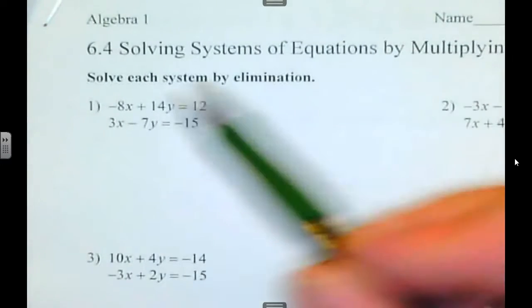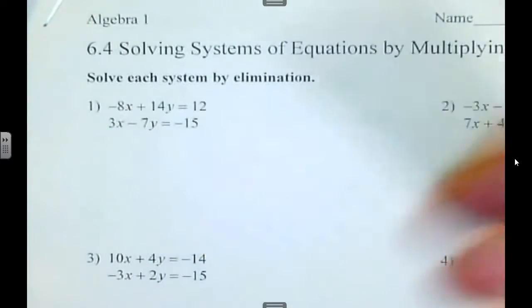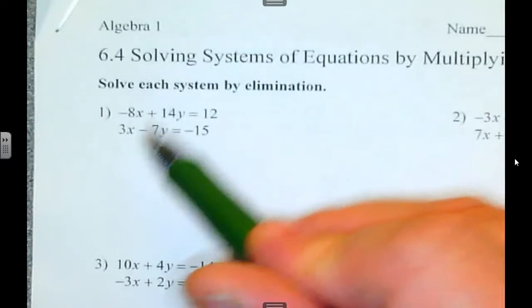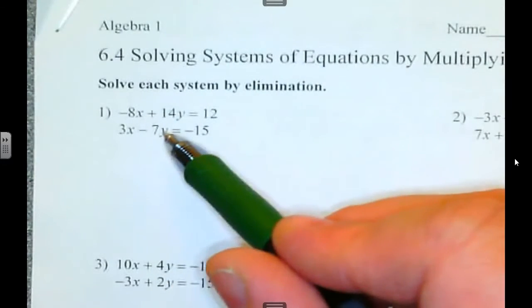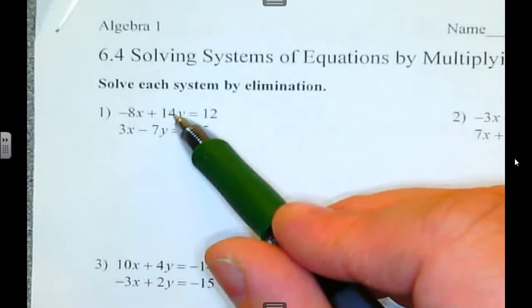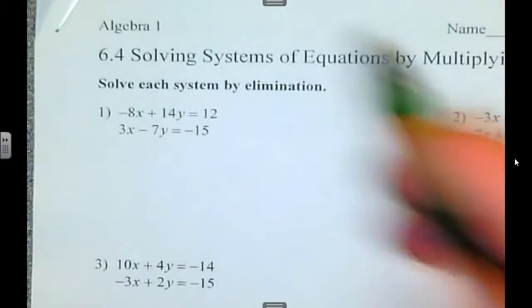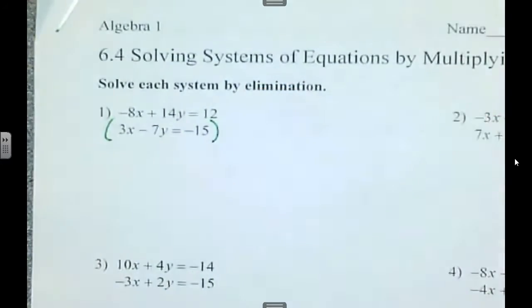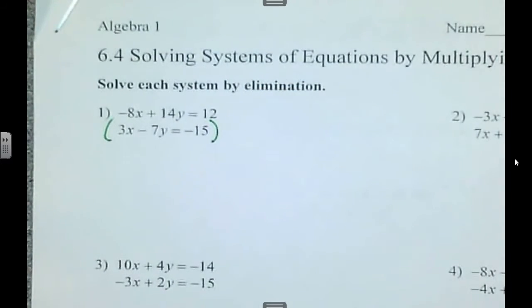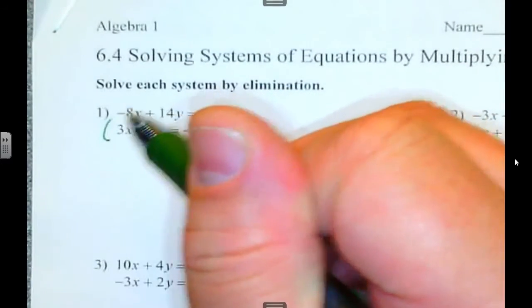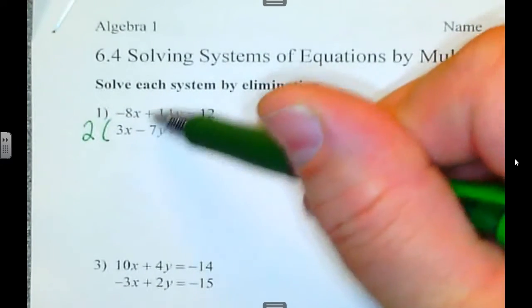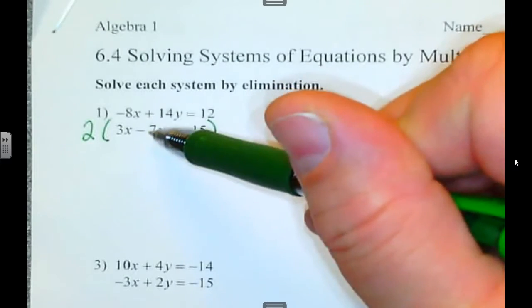Like this one, well, 3 and 8, it's pretty hard to get a common product for the 3 and 8, but 7 is a factor of 14. So I can get rid of the y's relatively easily. I can multiply the bottom one by, careful, 2. I already have different signs, so I don't have to multiply by negative 2.